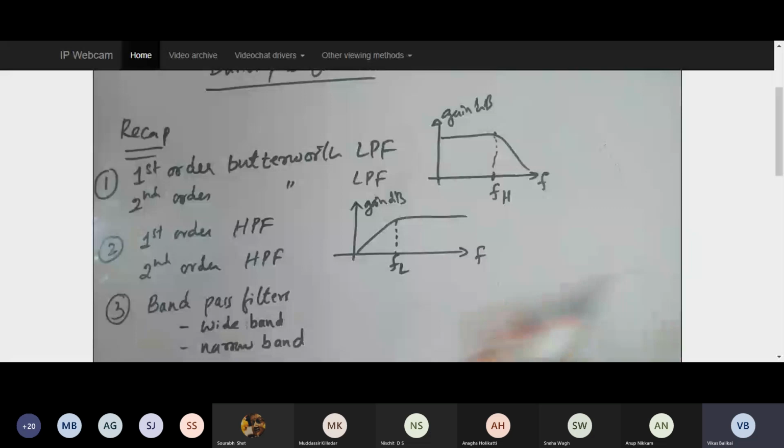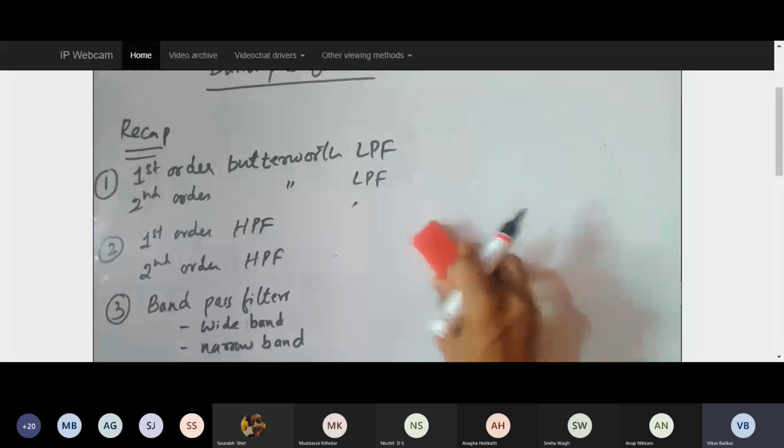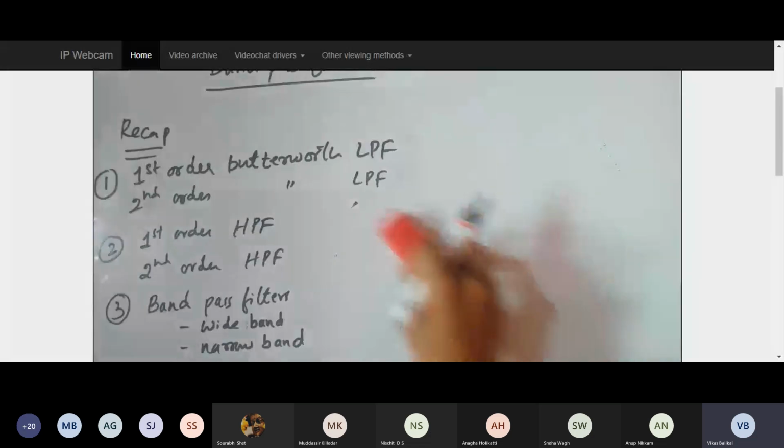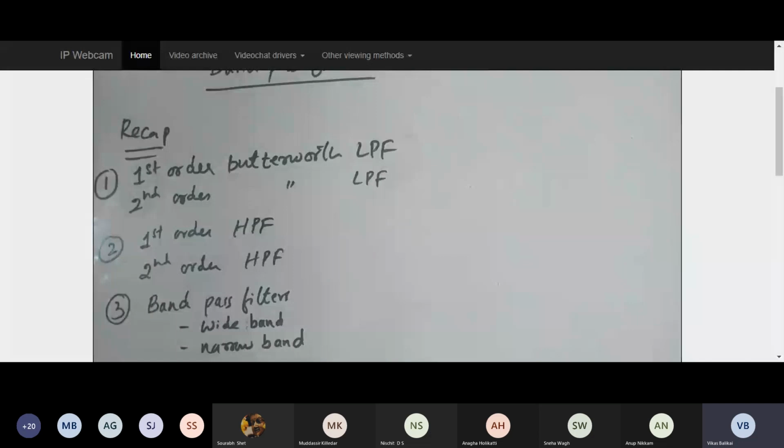So the circuit you can remember using the combination of R and C. The graph you can remember based on the names. So when it is low pass filter, L comes and it is FH; when it is H, it is FL. You can remember that way.